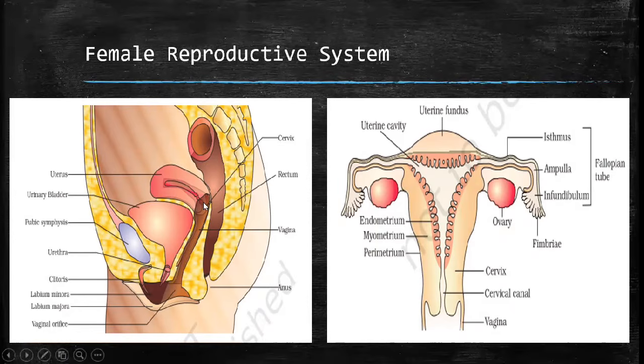Now, here, this part is what we call the uterus or the womb. That's where the baby grows. That's where implantation occurs, you know. Now, here, what's different between the male and the female reproductive system is that the urinary bladder here is found below the uterus, but that side is found above the prostate gland.